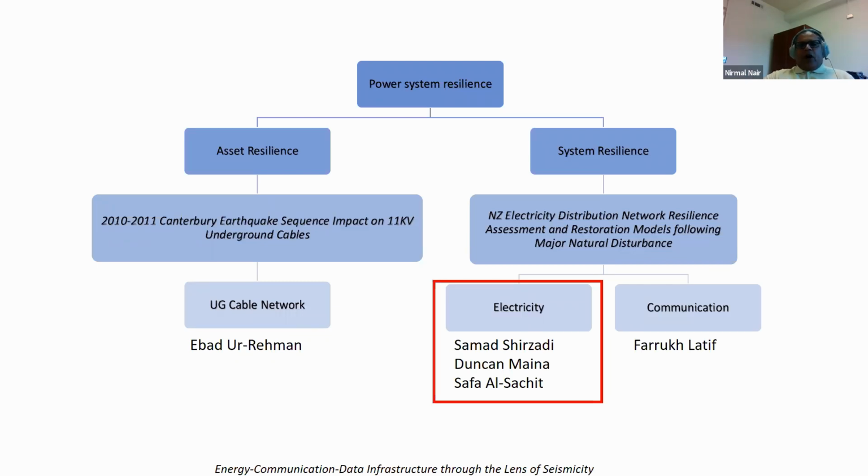We divided this project into 2 different parts, the system resilience part, as you can see over here, with about 3 PhD students and 1 master's student, Farouk. And on the asset resilience side, we focused primarily on Orion Network, and Ibad has been working on that, focused mostly on the Canterbury earthquake sequence and looking at what its long-term damage has been and how you can factor that. I'll quickly run through these 3 parts very quickly because of shortage of time. But as I mentioned, we will be describing this at length during one of our Zoom calls this coming Monday, 2 weeks from now.